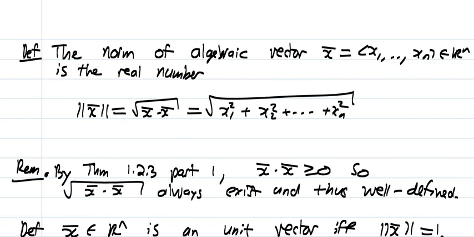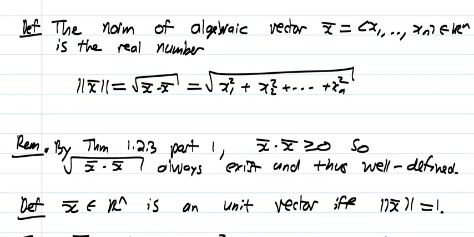So you take each component, you square it, you add them all up. Once you've done that, you take the square root of that. Now, remember, if you take a square root, you've got to worry about taking a square root of negative numbers, all right? But we know by Theorem 1.2.3, part 1, the positive definiteness, that if you take a vector and you dot it with itself, it's greater or equal to 0. So the square root of x dot x always exists. And so this definition is well defined. Nothing bad can happen, all right?